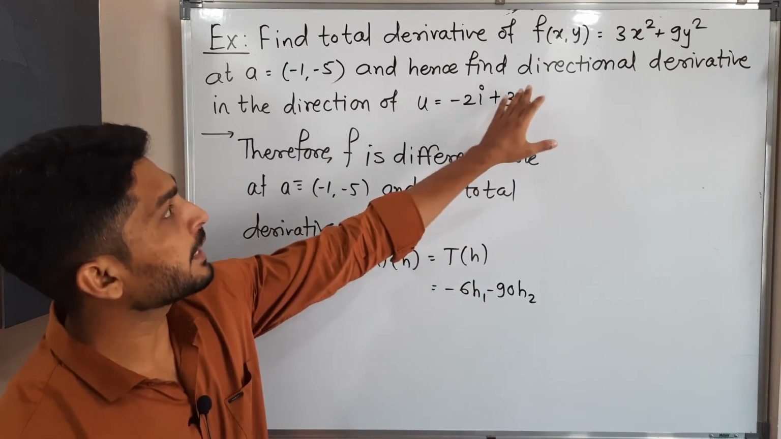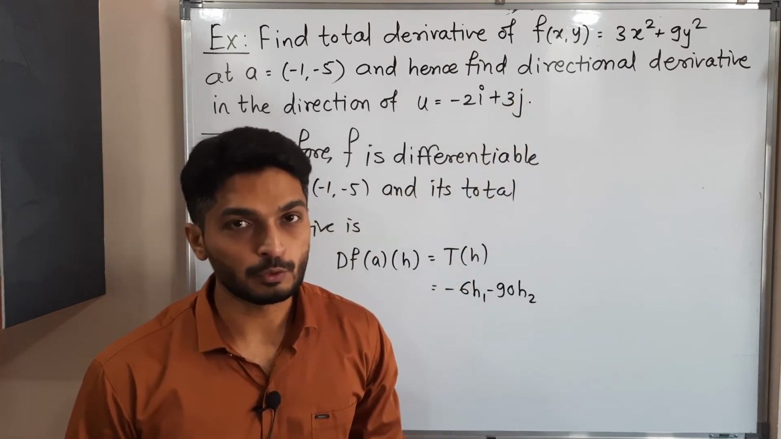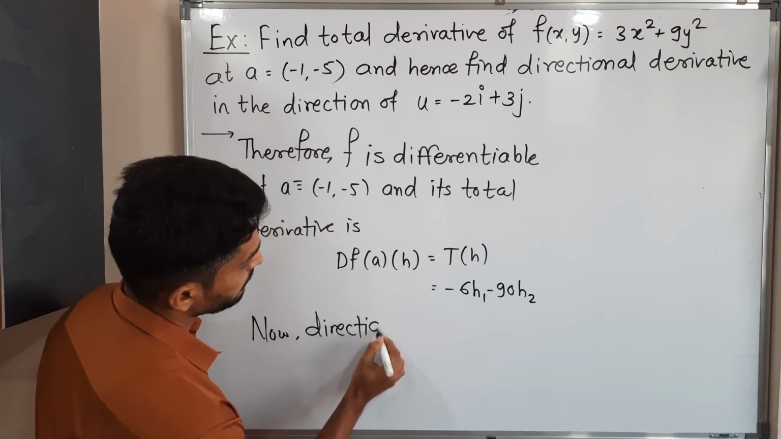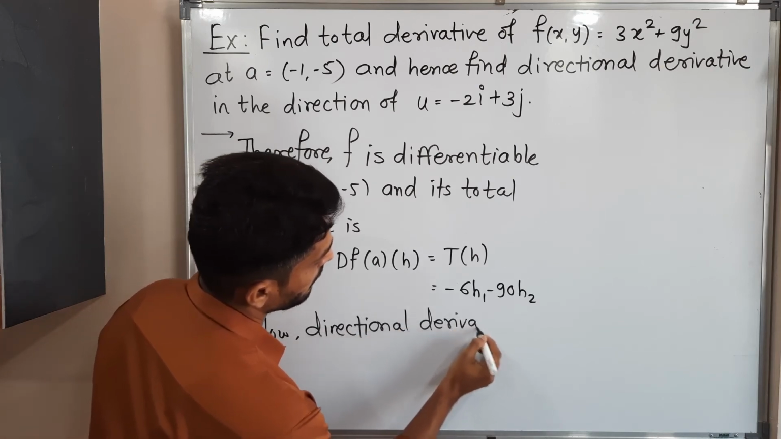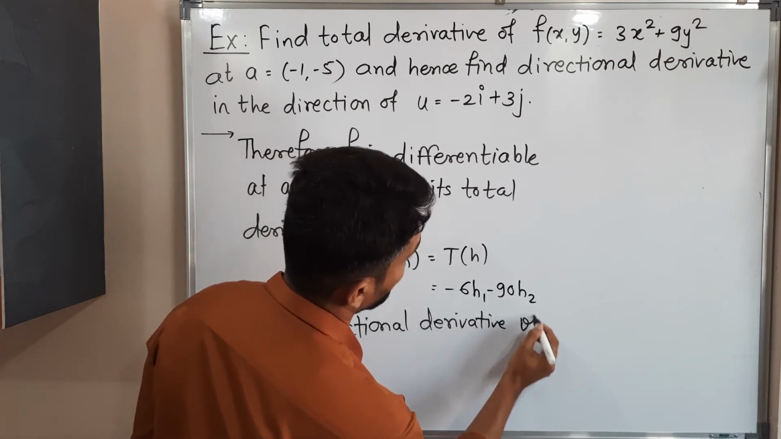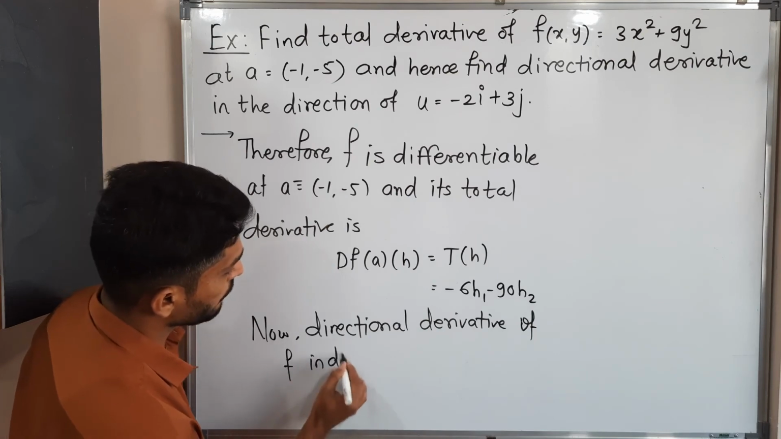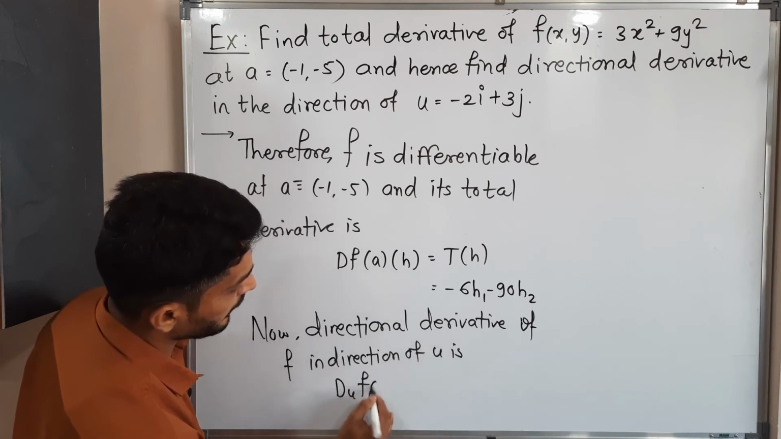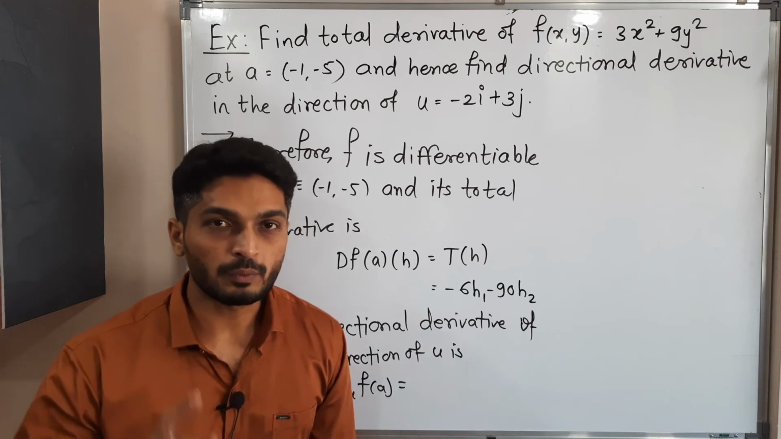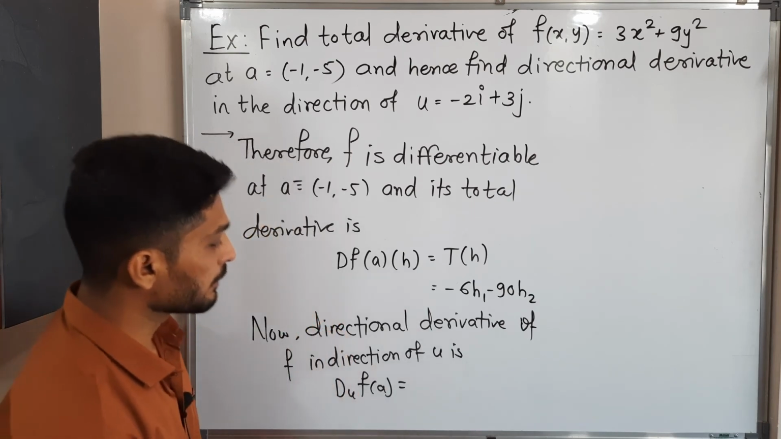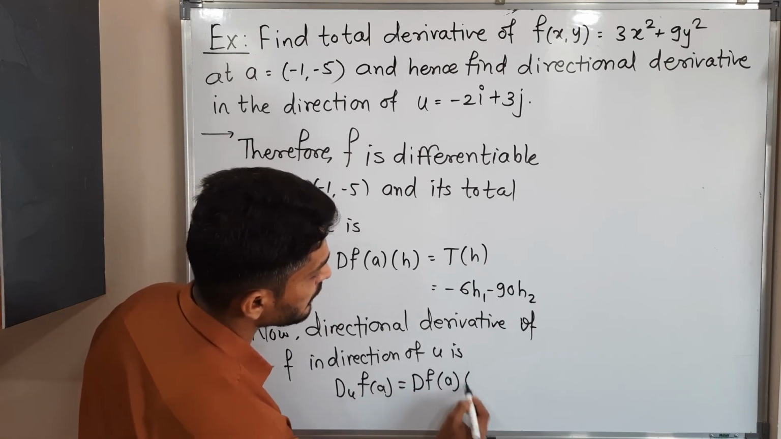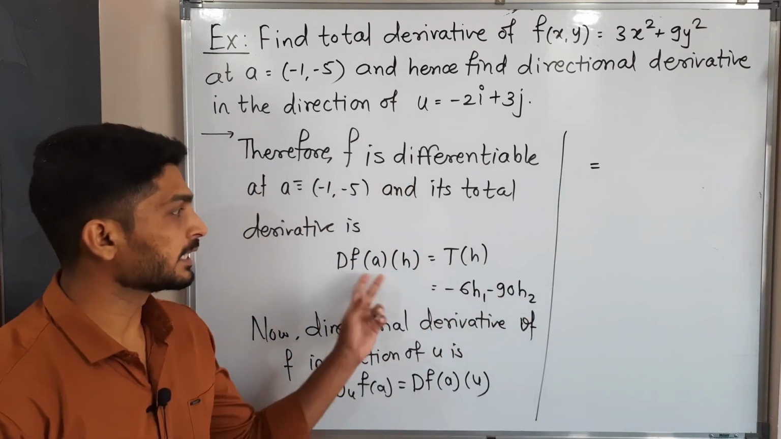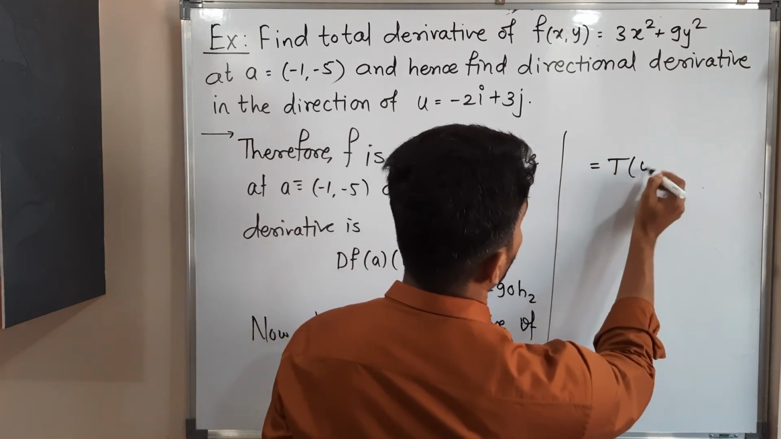There is one more sub-question: find the directional derivative also in the direction of that vector u. So let us find it. The directional derivative of f in the direction of u is written as D_u f of a. In the previous video we saw a result proving that the directional derivative can be calculated with the help of the total derivative in this way. So that total derivative is nothing but that linear transformation, so this is t of u.